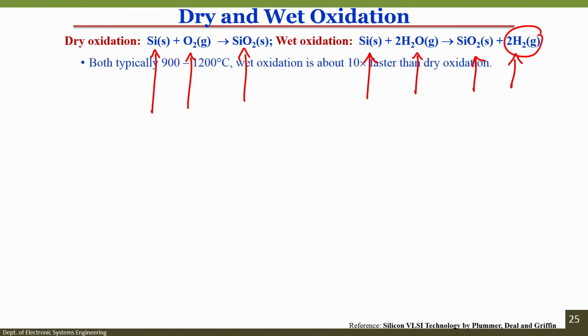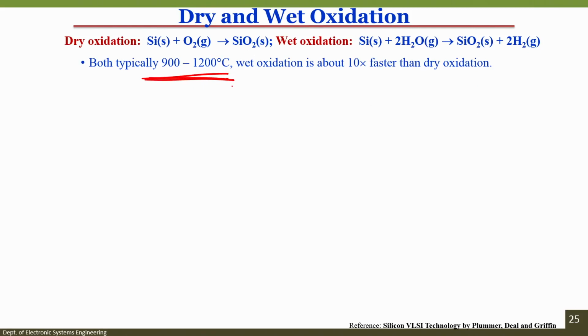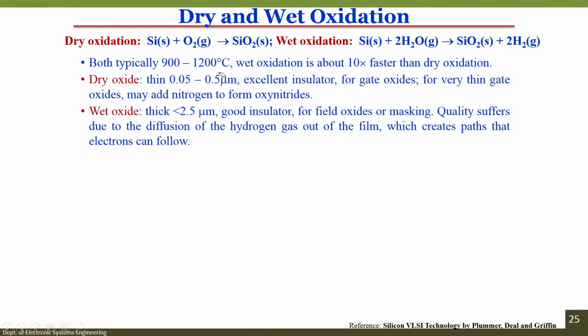All right. So, first, the temperature required for both dry and wet oxidation is in between 900 and 1200 degree centigrade. Okay, that is the temperature. And when you compare the reaction time or the growth time, wet oxidation is 10 times faster than dry oxidation. Another very important point is that in dry oxidation, the film thickness is from 0.05 to 0.5 micron. It is an excellent insulator for gate oxides.